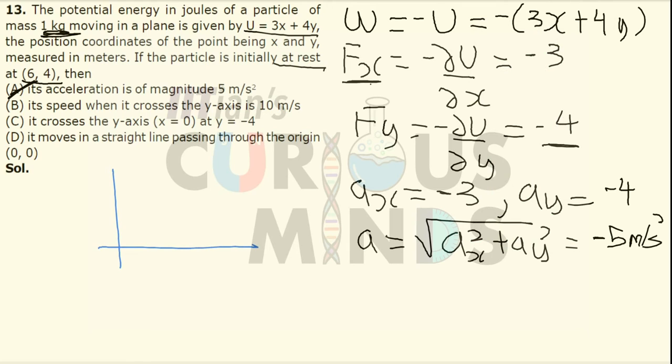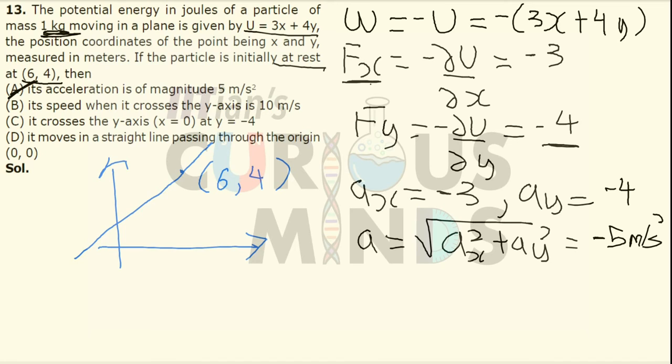Let us see the velocity when it crosses the y-axis. If I take a particle over here, it is originally situated at (6, 4), that is, the x coordinate is 6 and the y coordinate is 4. Now the acceleration is minus 5, that is minus 3 in the x-axis and minus 4 in the y-axis. So the trajectory will be somewhat like this. Since the acceleration remains constant in the x-axis as well as in the y-axis, it will track a straight trajectory, along a straight line.